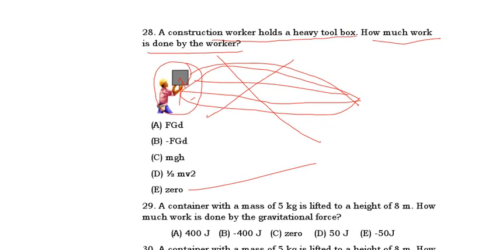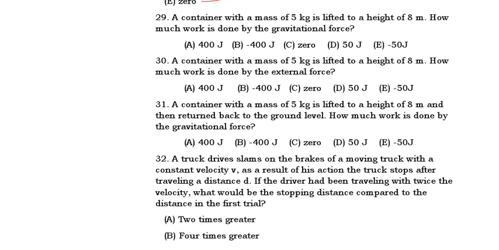Use some common sense. And these are important questions. Now see that. A container with a mass of 5 kg is lifted to a height of 8 meters. How much work is done by the gravitational force? If there is a container lifted to some height of 8, and the body is going upward, your g value becomes what? Minus 10, if you assume minus 10. And g is minus 10, so you are getting the answer in negative.